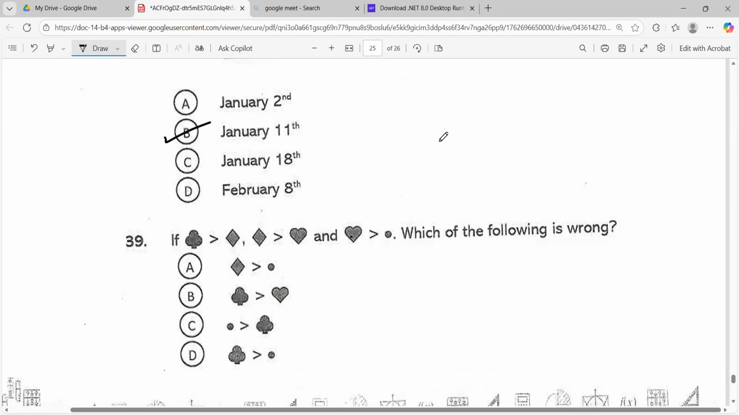All right. If clubs is greater than diamond, diamond is greater than heart, and heart is greater than the dot, which of the following is wrong? Work that out for me, please.